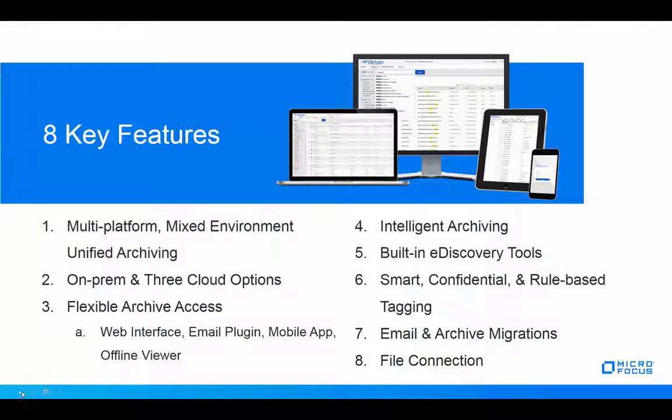Okay, I'm going to jump back up here. So once again, just to summarize, these are the high points of what we've talked about: the 8 key features in Retain, what makes it different from the competition, and the value it brings. That's multi-platform, mixed environment, unified archiving. This is actually more common than you'd think, organizations that have multiple email systems. Say they're running Exchange and Gmail, or GroupWise and Office 365. We can support both platforms, or multiple platforms, simultaneously.